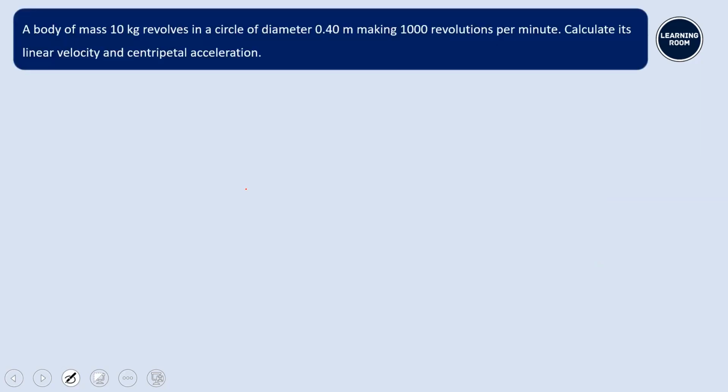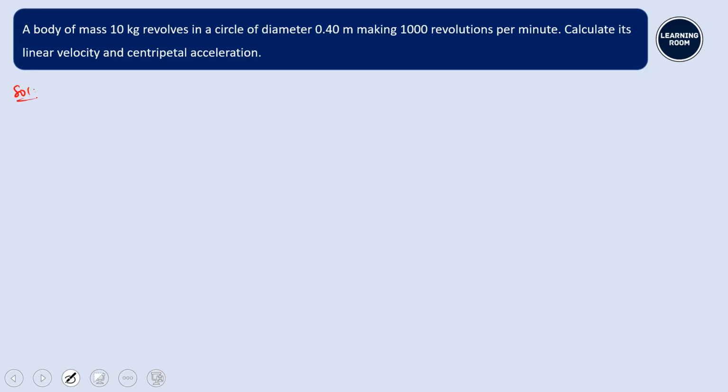So moving on to the next problem. There is a body of mass 10 kilograms revolving in a circle of diameter 0.4 meter, and during this process it is making 1000 revolutions per minute. Calculate the linear velocity and centripetal acceleration. So first, let us collect all the given data.